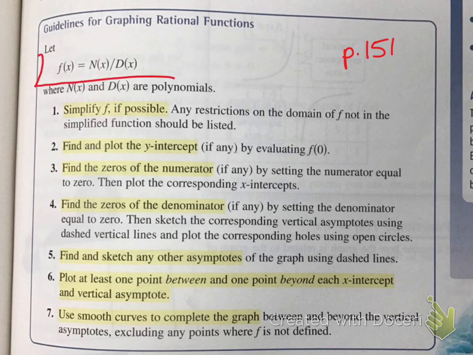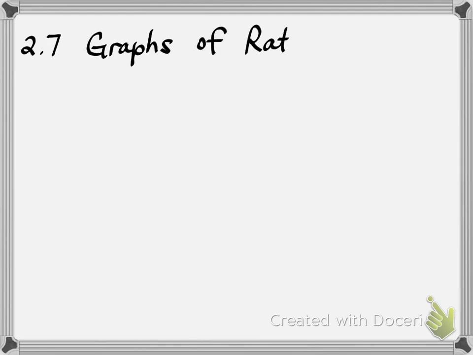We're still talking about the same n of x over d of x. All right, so let's put it all together. Section 2.7, graphs of rational functions. So we're going to work through it step by step. Example 2 is where I'm starting.